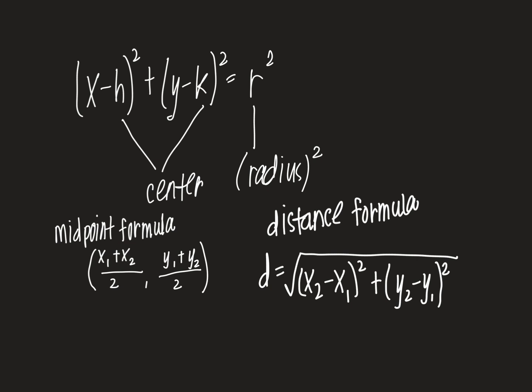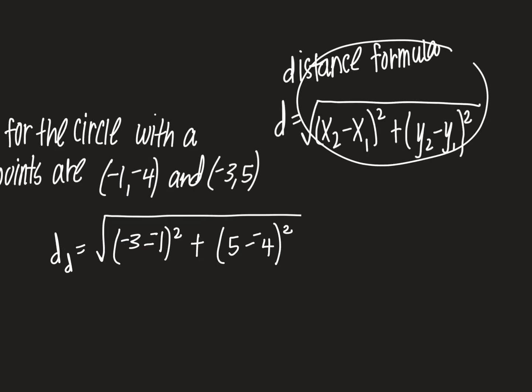So I am going to use the distance formula. I'm going to plug the endpoints into the distance formula to get to my radius. Now, whenever I'm plugging these endpoints into the distance formula, I am really finding the diameter right this very second. I'm not actually finding the radius right this very second. So that's why I labeled my distance d sub d, because it's the distance of the diameter.